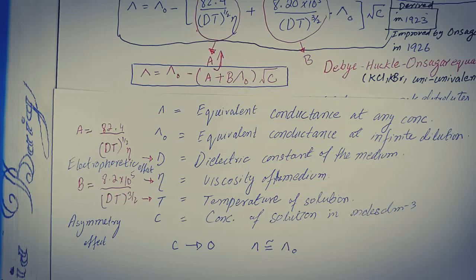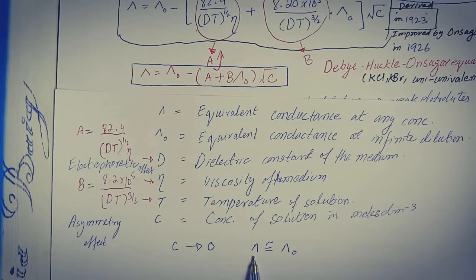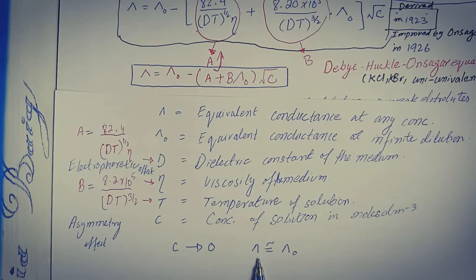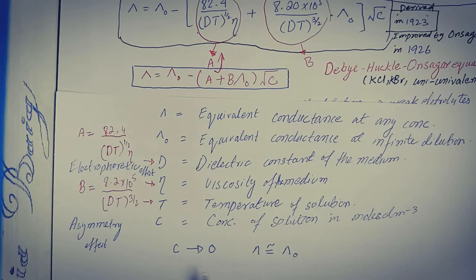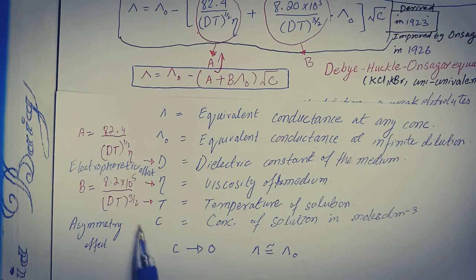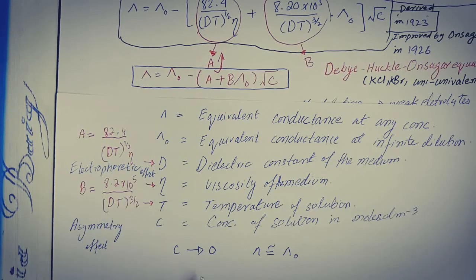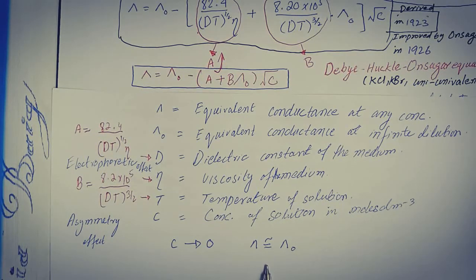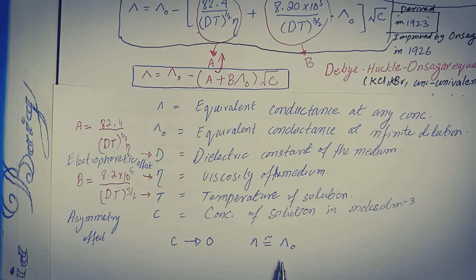So what does it mean? It means that the factors A and B are responsible for creating a difference between this conductance and the conductance at infinite dilution. So the greater the concentration, the greater the factors A and B contributing to the equivalent conductance, and the greater the deviation from lambda naught, which is the equivalent conductance at infinite dilution.